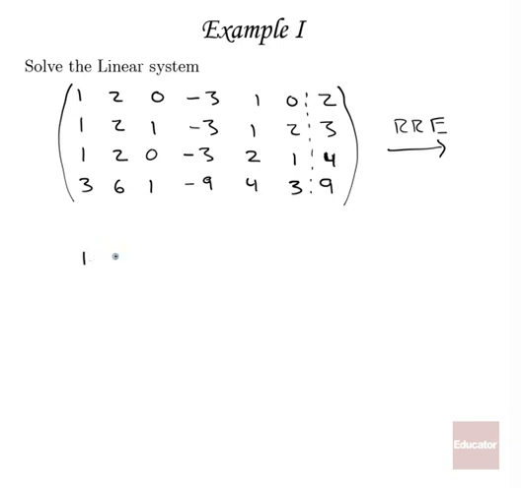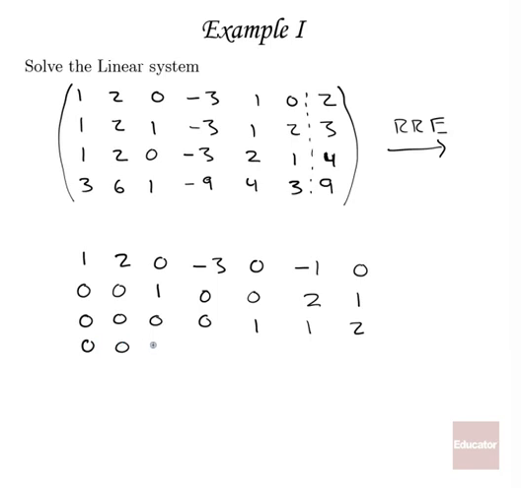So we get 1, 2, 0, negative 3, 0, negative 1, 0. We get 0, 0, 1, 0, 0, 2, 1, 0, 0, 0, 0, 1, 1, 2, and we get a row of all zeros. So that's our reduced row echelon form. Let's take a look at the ones with leading entries. We have this one. I'll put an arrow for the ones that have leading entries. These are going to be the variables that we actually end up solving for. These are not the free parameters.